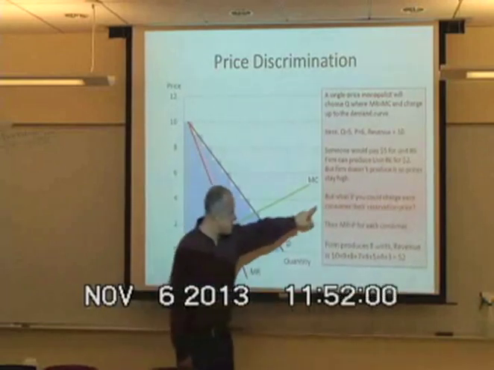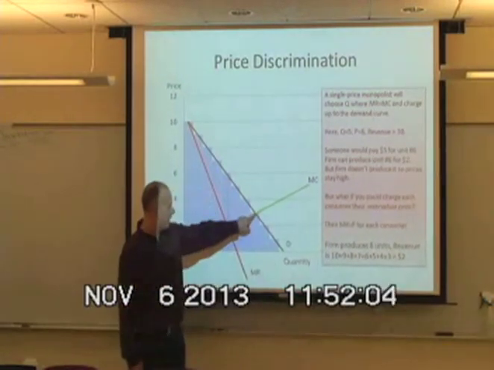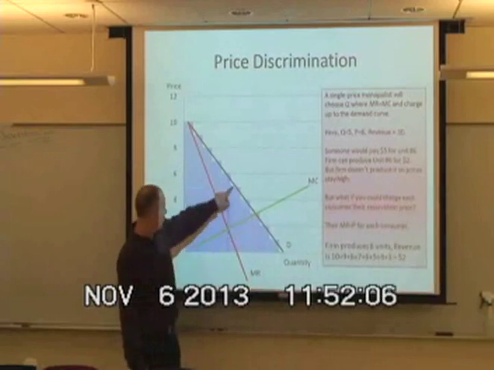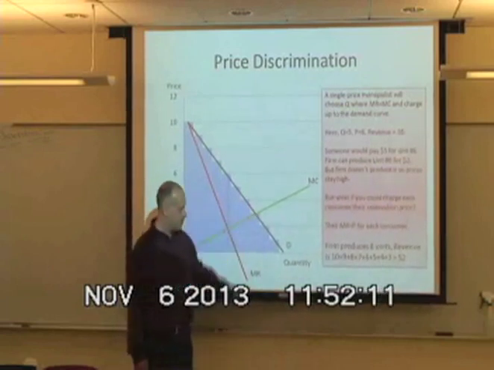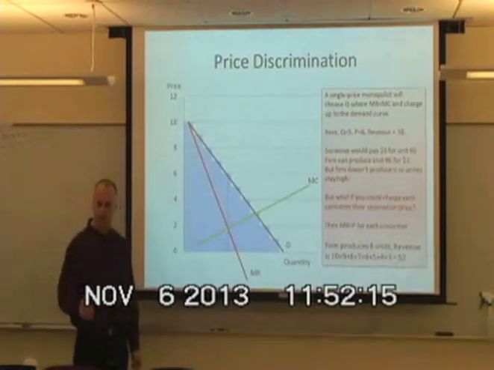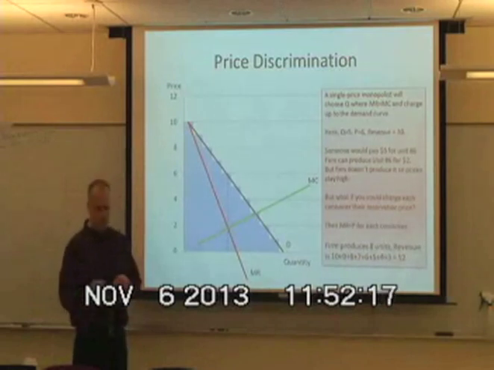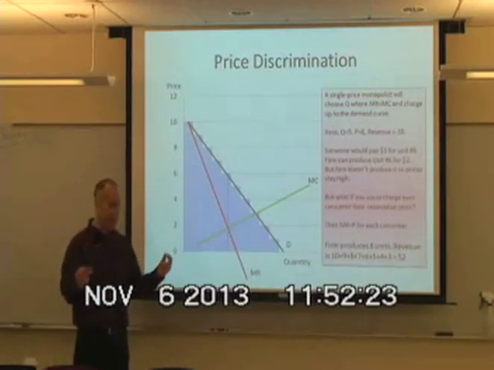If you could charge each consumer their reservation price, you could actually produce all the way out to 6, 7, 8, all the way out to consumer number 8. Now think about what marginal revenue is here. Remember, all firms, when they want to maximize profits, want to produce as long as the marginal revenue from one more unit exceeds the marginal cost of producing that unit. As long as that's true, you keep producing.